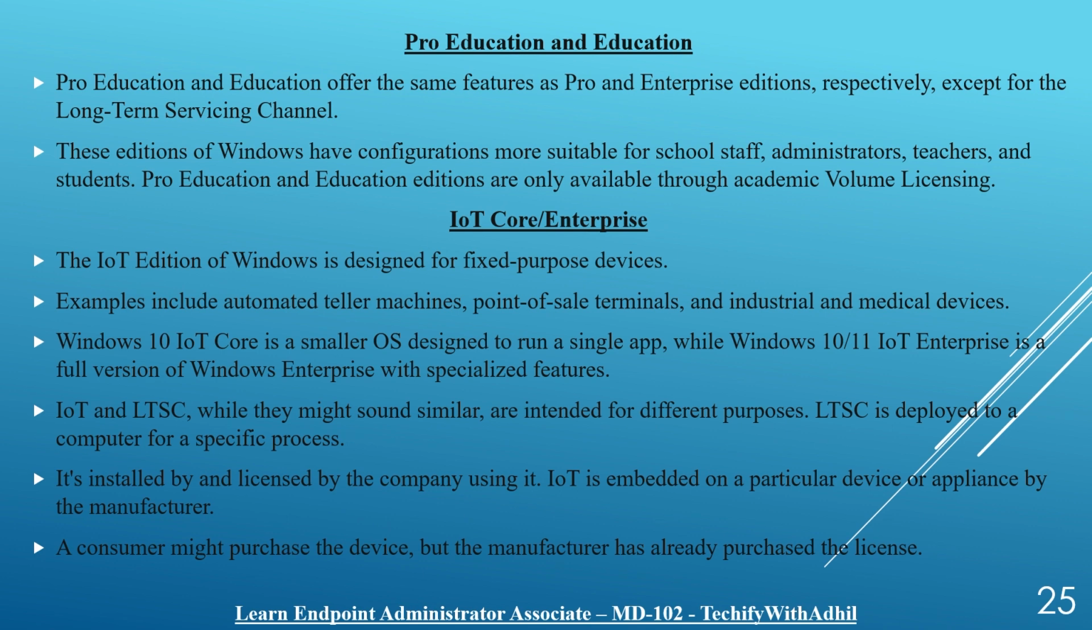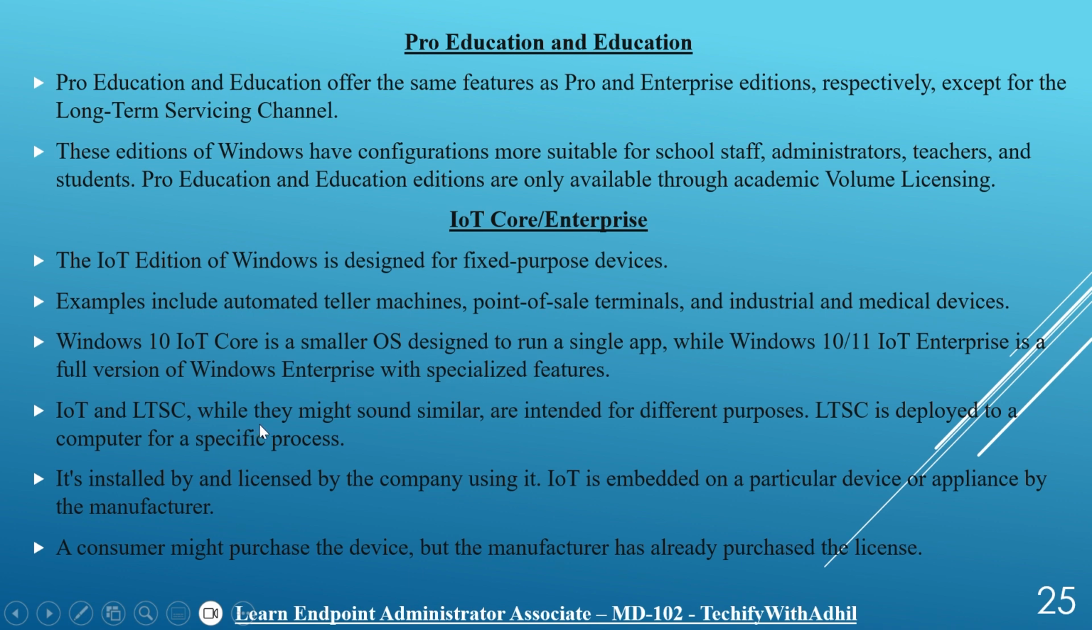So the Pro Education and Education editions offer the same features as Pro and Enterprise editions respectively, except for the long-term servicing channel. These editions of Windows have configurations more suitable for school staff and administrators, teachers and students, more on an academic environment. Then IoT, as the name says, is designed for fixed purpose devices. Examples include automated teller machines, point of sale terminals, and industrial and medical devices. So Windows 10 IoT Core is a smaller OS designed to run a single app, while Windows 10 and 11 IoT Enterprise is a full version of Windows Enterprise with specialist features.